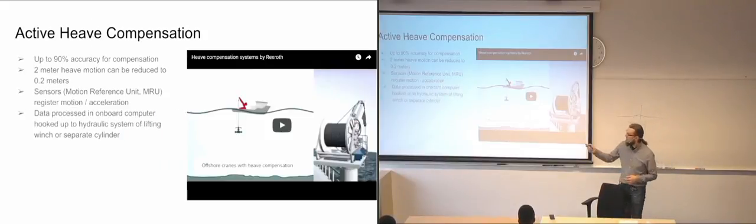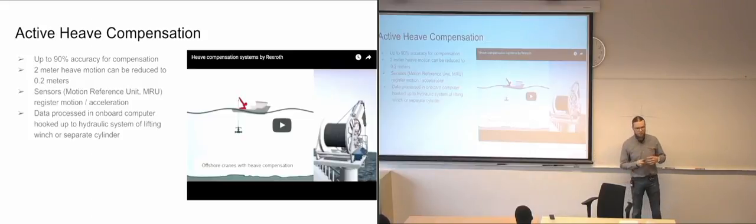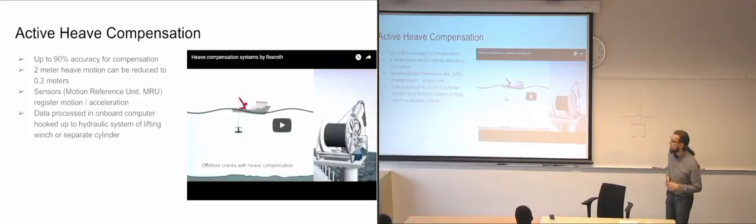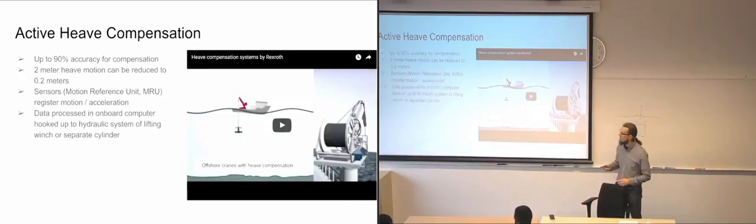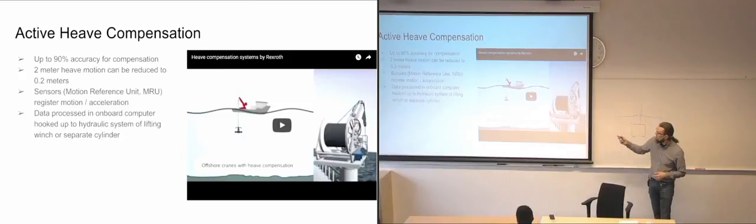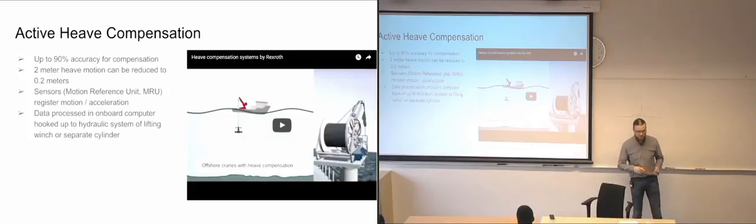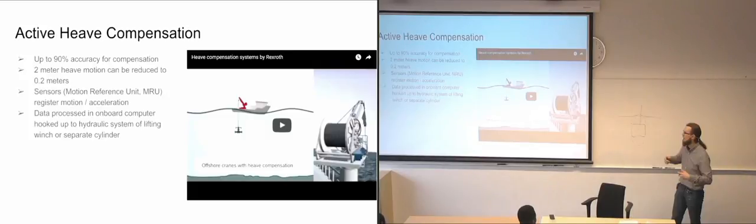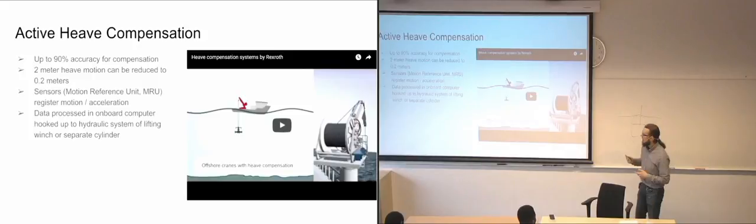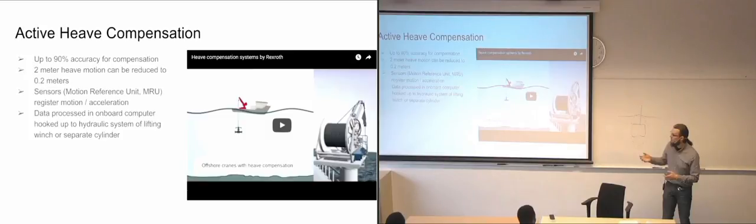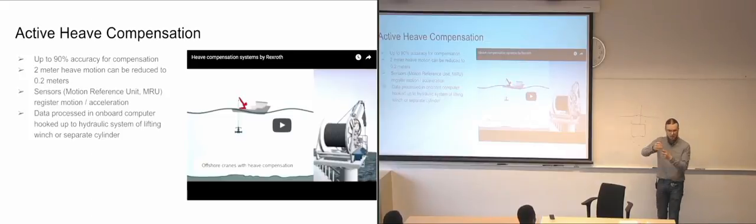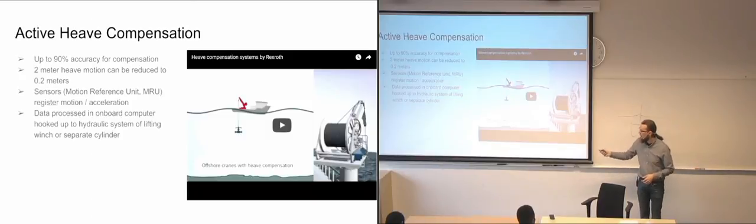And the data gathered from these sensors is processed in onboard computers, and then it's fed into the hydraulic system. And the hydraulic system could be connected to the winch system on the crane itself, basically telling it to either pay out more wire or pull in more wire to compensate for the motion. But it could also be connected to a cylinder. So not necessarily a cylinder hanging from the crane hook, like the passive heave one, but a cylinder that will be lifting the entire crane up and down.